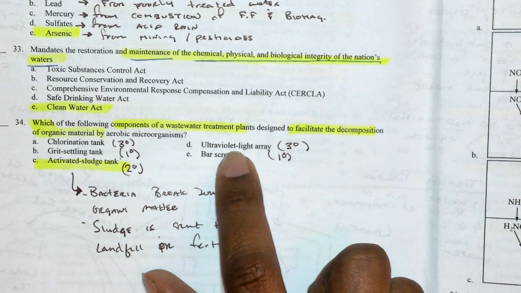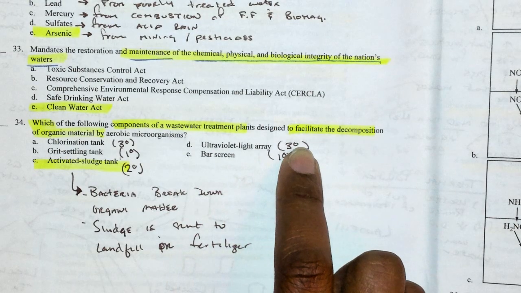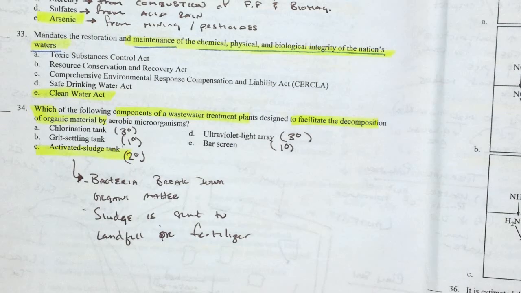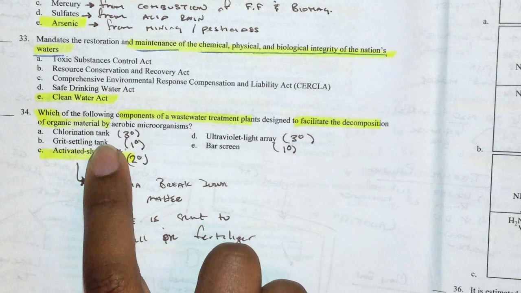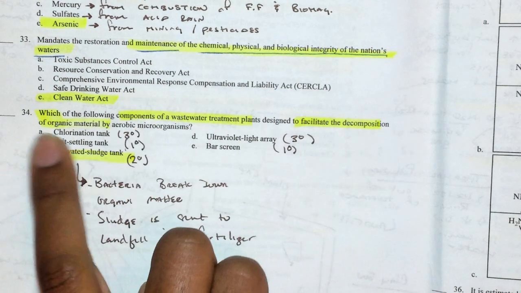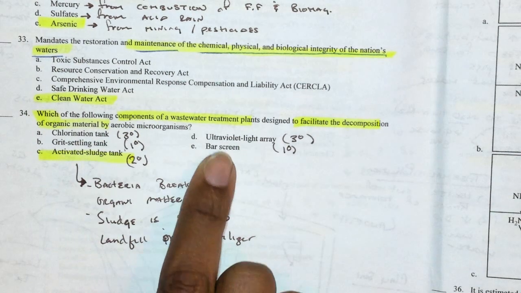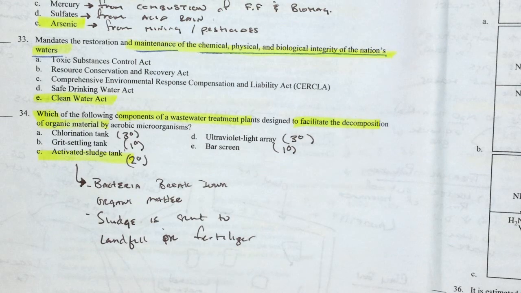This part right here, UV light, that's tertiary, that's for disinfection. The bar screen is primary, that's in the beginning. The chlorination tank, again, that is also disinfection, that's in the tertiary. And the grit settling is the same thing as the bar screen, that's going to be primary. That's essentially getting rid of the solid material like your poop and your toilet paper.